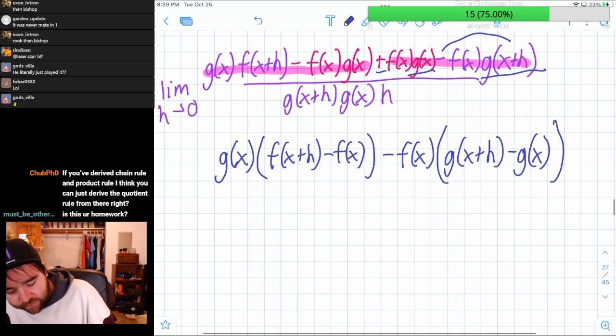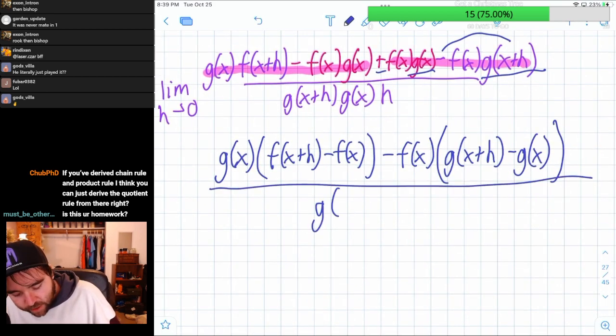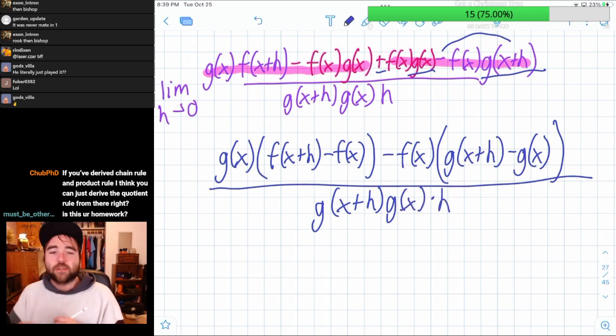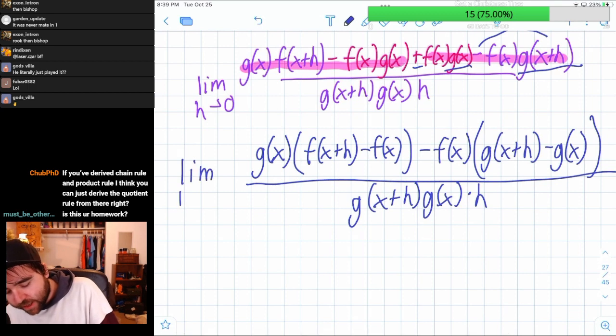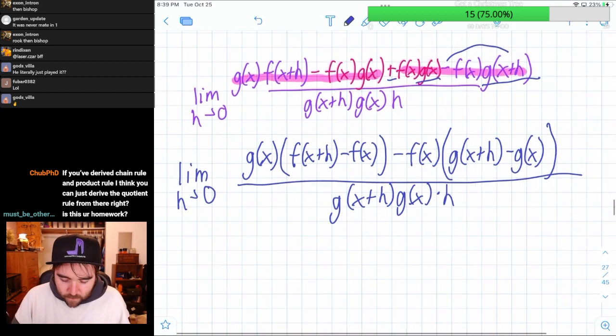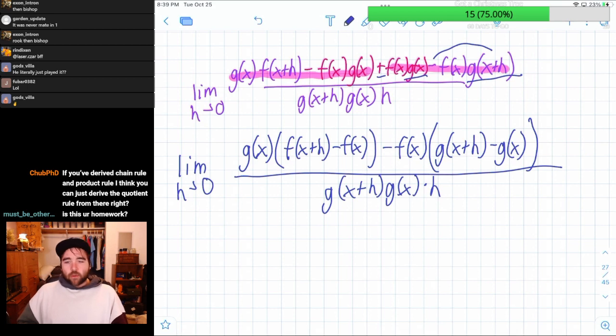And then, of course, all of that is still over the same thing: g of x plus h times g of x times h. And, of course, that's all the limit as h approaches 0. All right, beautiful. We're almost there.